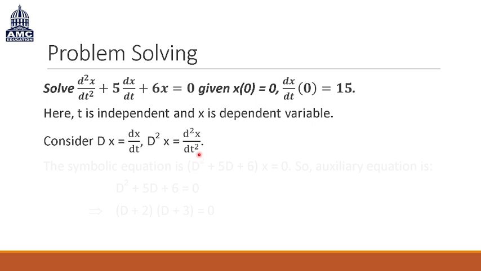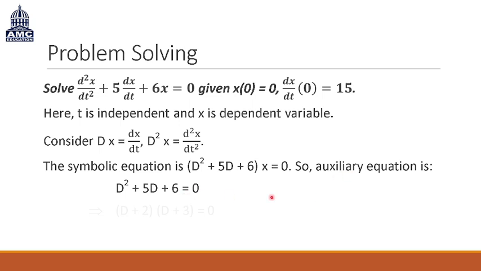Now we consider the operators. So D x is dx by dt, and D squared x is d squared x by dt squared. Once we have this, we get the symbolic form of the given equation. We substitute d squared x by dt squared with D squared x, we substitute dx by dt with D x, and we keep x as it is. Taking x outside, we get D squared plus 5D plus 6. Now the next step is to look at the auxiliary equation.